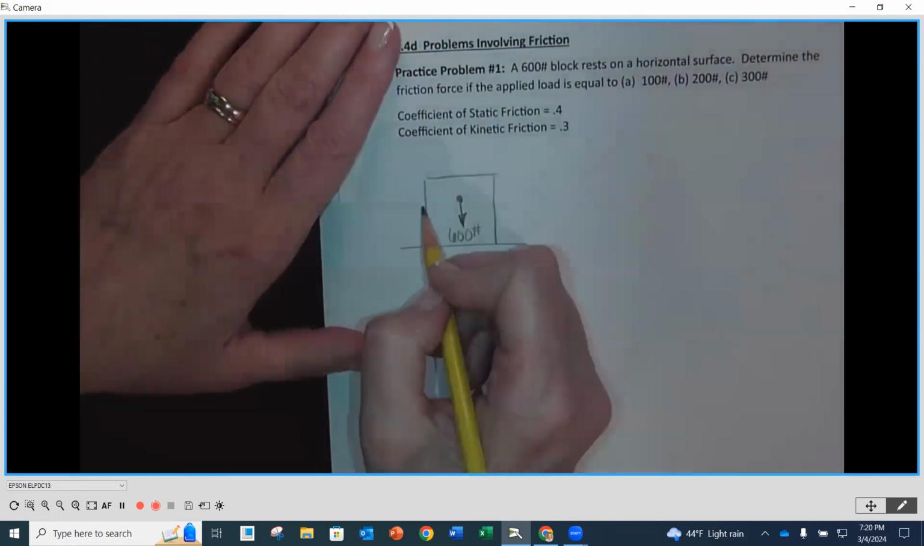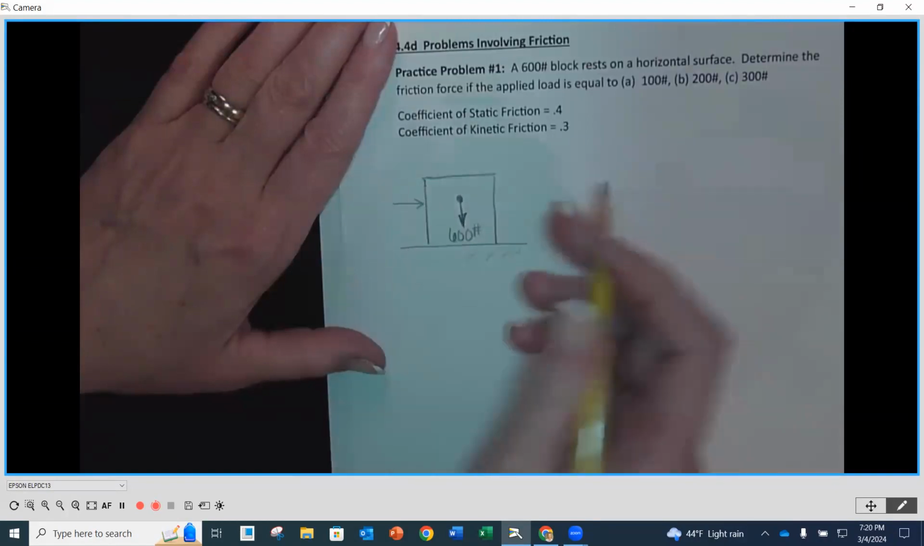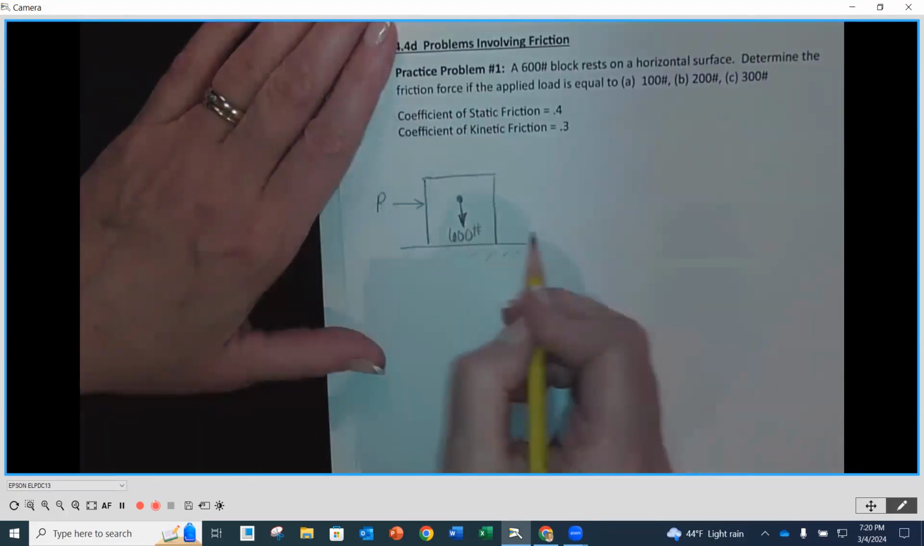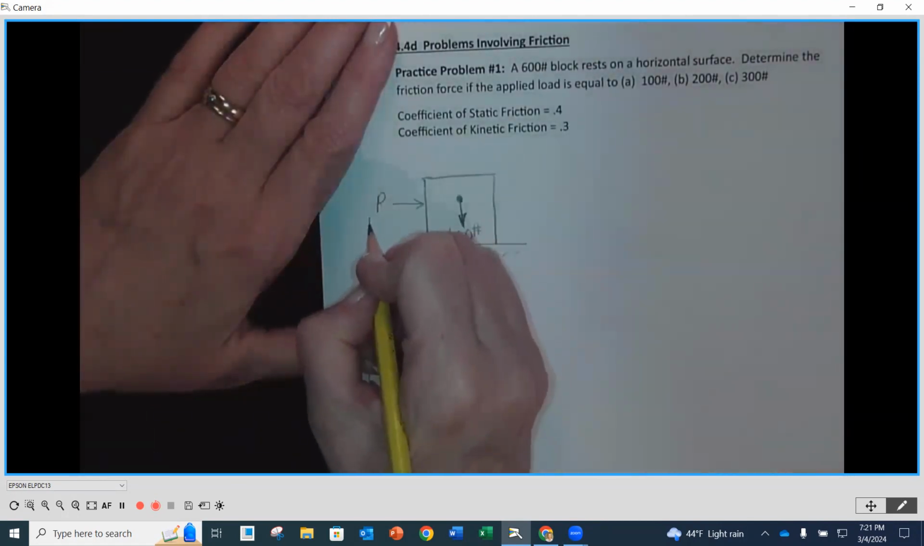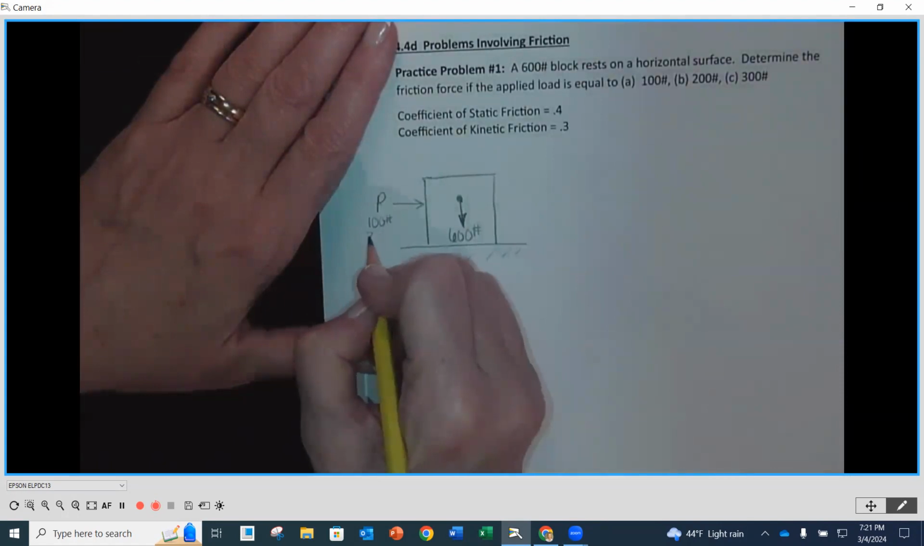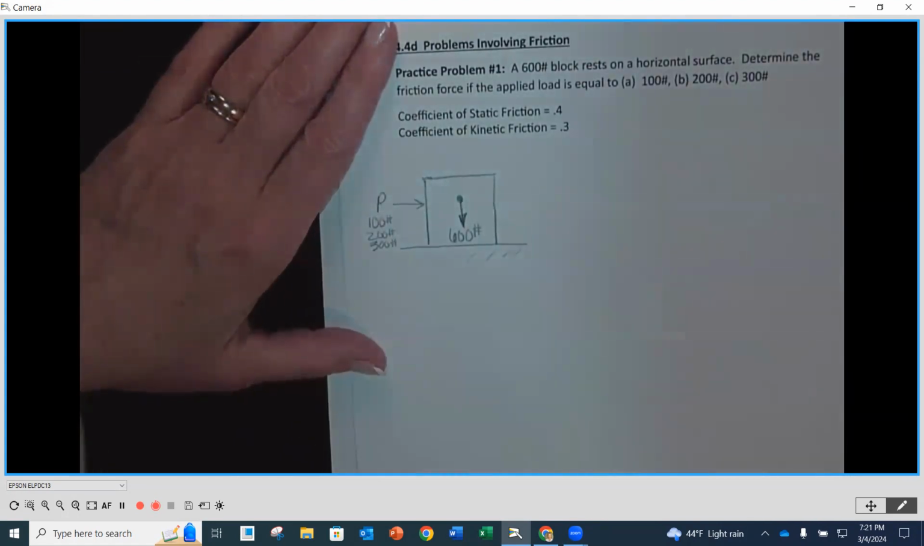And we're going to assume that it's going to be pushed in a direction to the right. They want us to determine the friction force if the applied load is equal to 100 pounds. So this is 100 pounds, or 200 pounds, and 300 pounds. So we're going to look at it in each one of those situations.